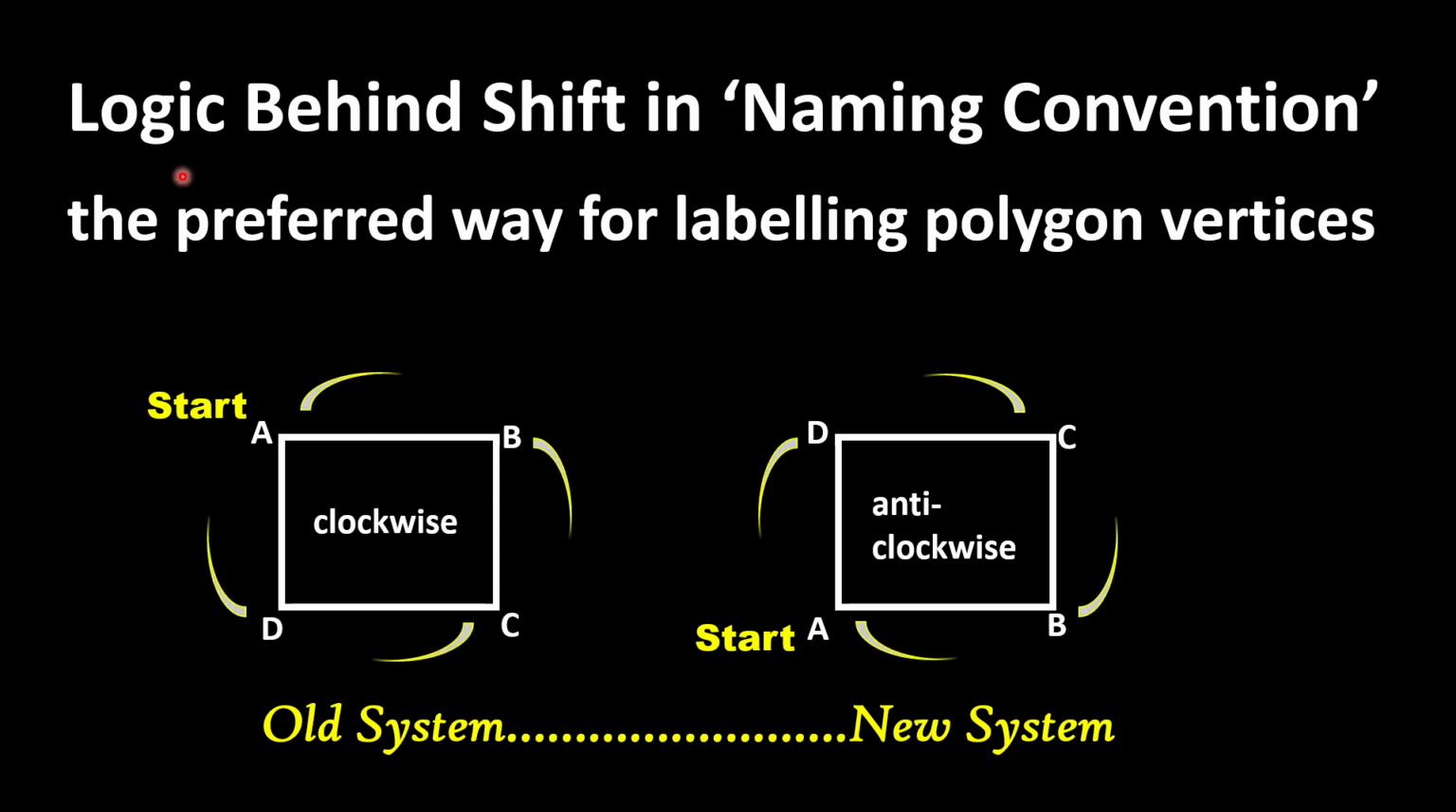Interestingly, there has been a shift, a change in the naming convention, the preferred way for labeling polygon vertices. The way in which we label a quadrilateral ABCD or a pentagon ABCDE, the way in which we label the vertices, the preference has shifted, the convention has shifted.